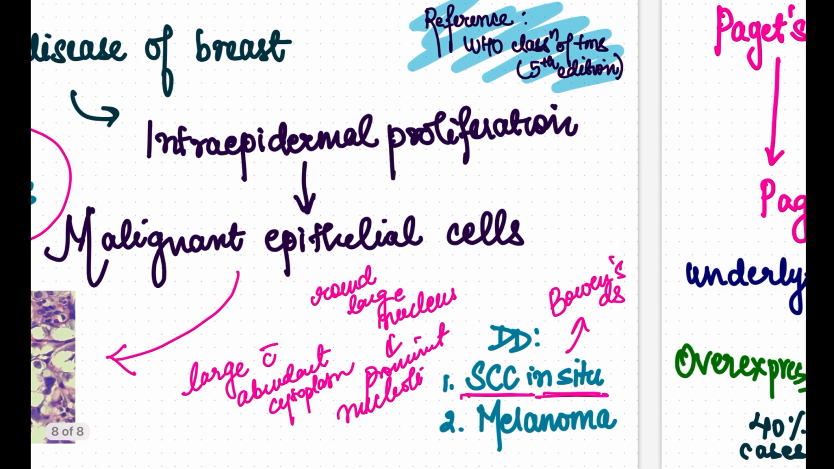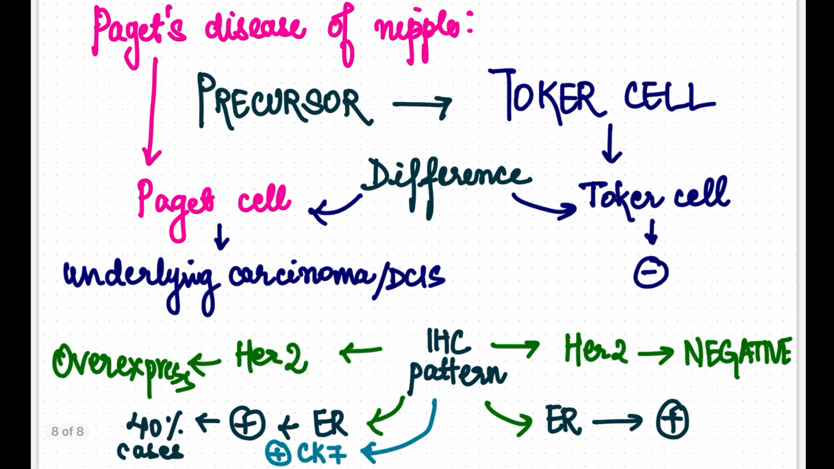Just a bit more theory and we will finish this up. What is the precursor of Paget's disease of the nipple? It is known to be the Toker cell. The Toker cell is what the Paget cell derives from, or is a precursor of. How do you differentiate between a Toker cell and a Paget cell? If I am seeing in the microscopy some large cells in the epidermis, how do I know if it's a Toker cell or a Paget cell?